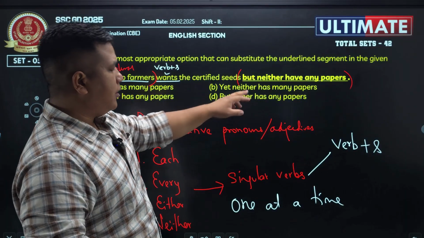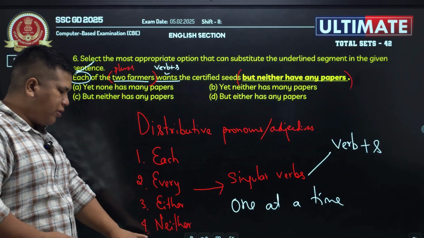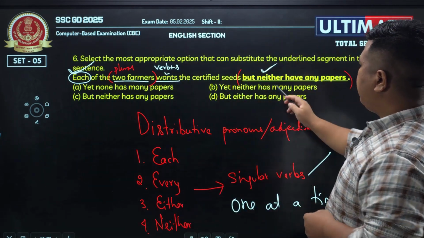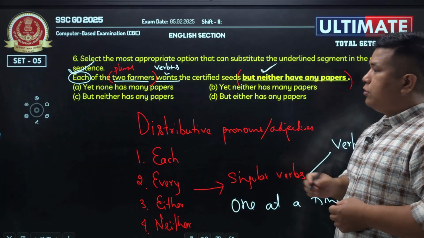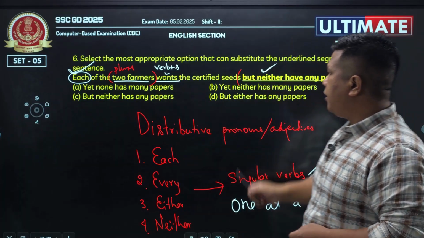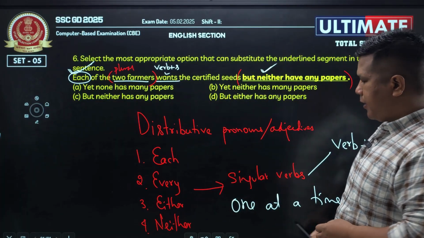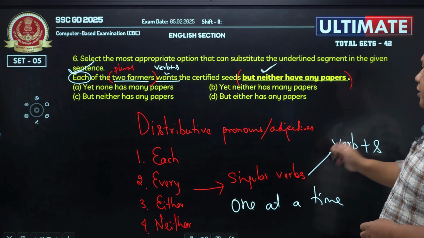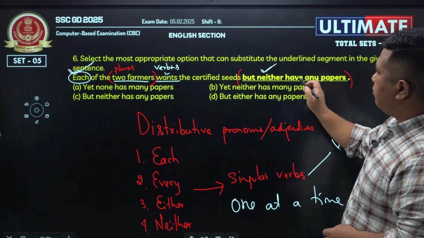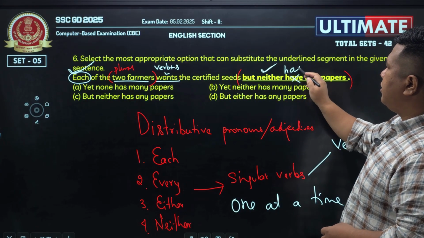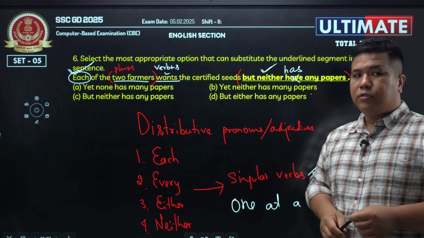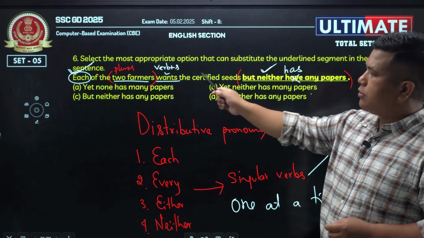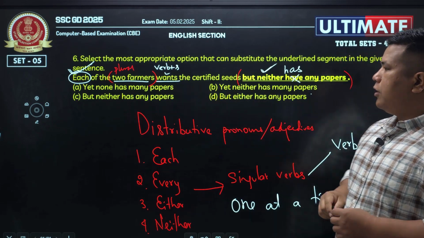But neither is also singular, like each. So when a distributive pronoun is used, neither have any papers, with two farmers, neither means one at a time. So it takes a singular verb, with the letter s, verb plus s. The singular of have is has. So distributive words take a singular verb. So neither has, wants. Let's see the correct option.